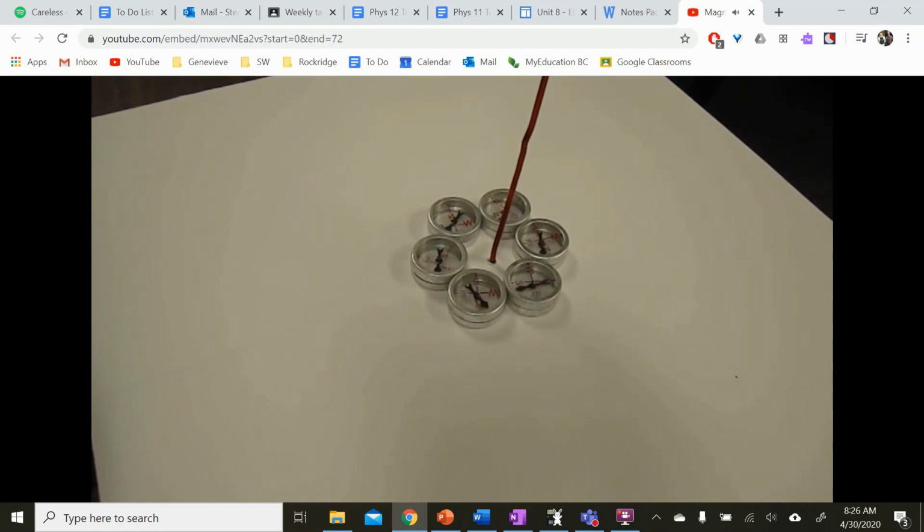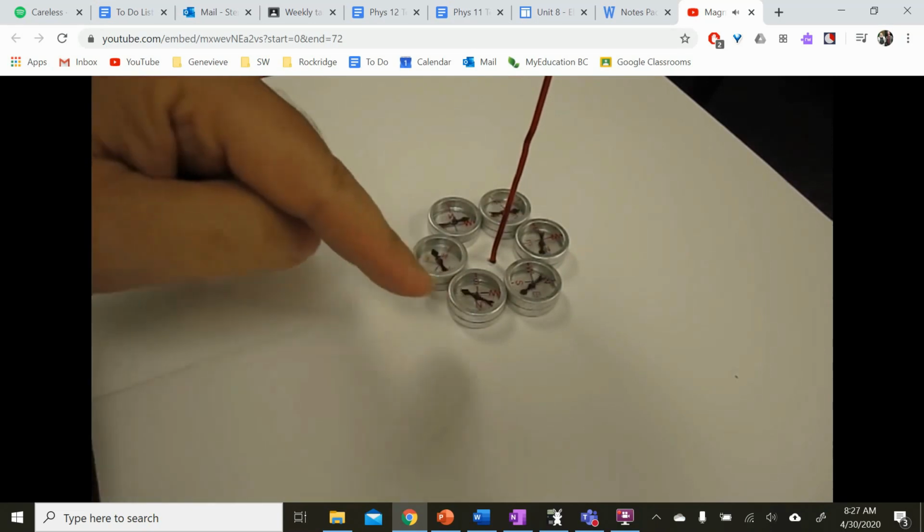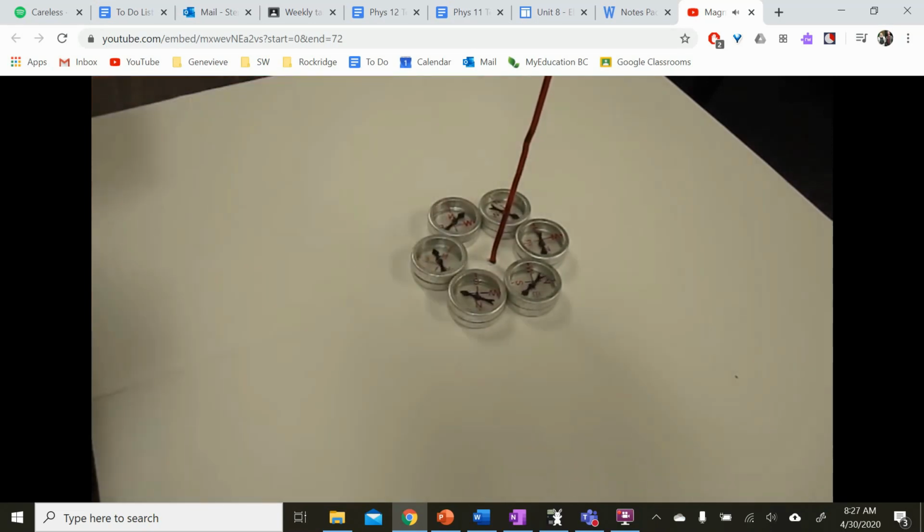I'll turn the current back off. Now I'm going to reverse the current and run it the other direction. So in this case, the current will be flowing down the wire through the cardboard. And let's see what direction the field is there. And now they all seem to be pointing in a clockwise fashion around the wire.